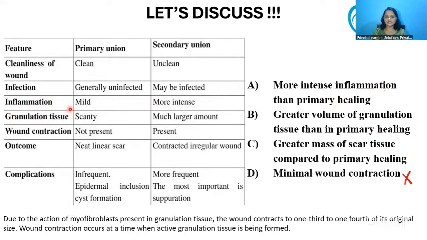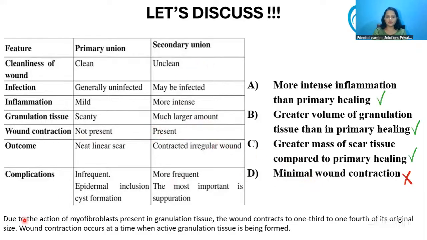Then next, have a look at the granulation tissue. It will be scanty in primary union, whereas it is much larger in secondary union. So option B, greater volume of granulation tissue than in primary healing, is also correct. And next is wound contraction. It is not present in primary union, whereas it is present in secondary union.